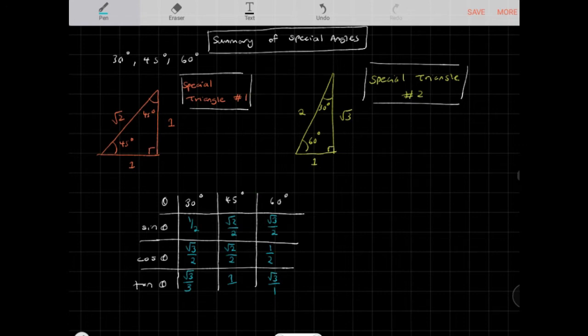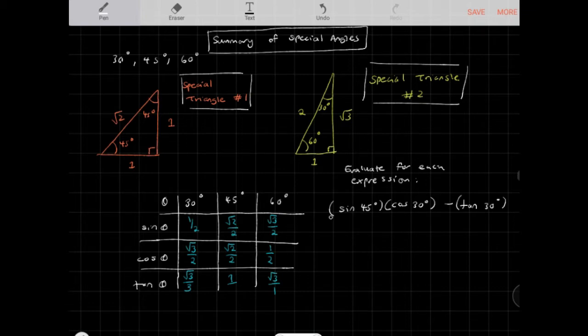You have to memorize these values because they're going to become really important as we progress through this. Let's say I gave you a question where we had to evaluate, and this is where you wouldn't be using a calculator. Evaluate each expression, and let's say we had sine 45 degrees times cosine 30 degrees minus tan 30 degrees.